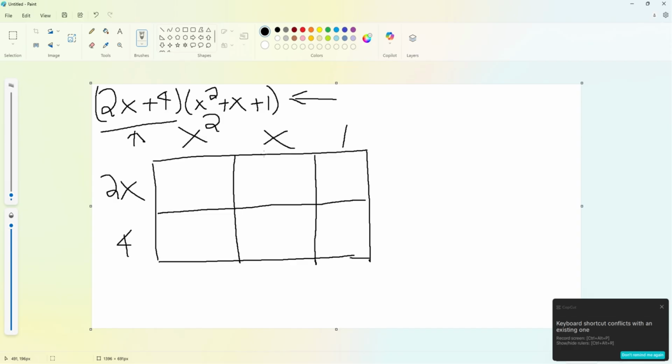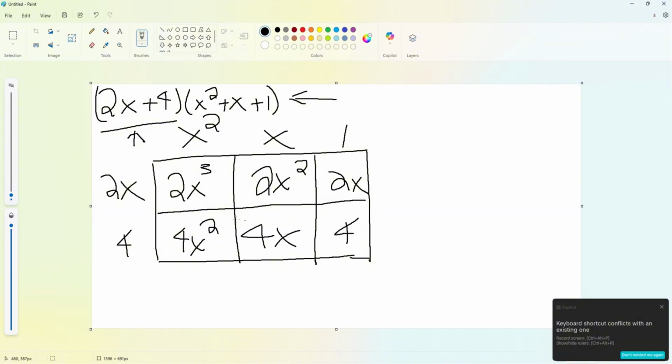So if there's 3 or more, you can just add more boxes, as you can see here. So I'm going to multiply them out. 2x times x squared is 2x cubed, 4 times x squared is 4x squared, 2x times x is 2x squared, 2x multiplied by 1 is 2x, 4 times x is 4x, and 4 times 1 is 4. And the very nice thing is that the like terms are across from each other.